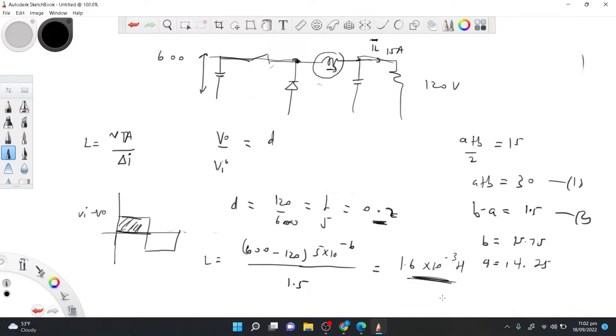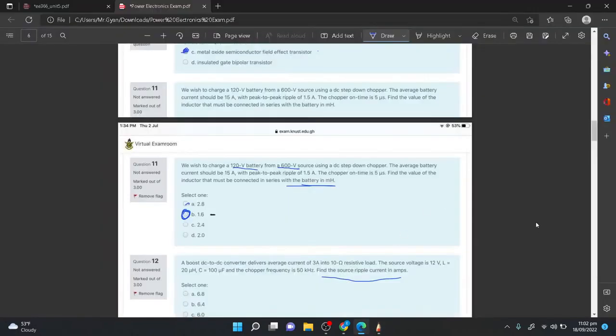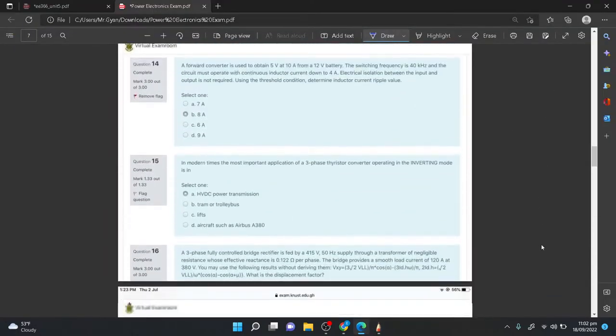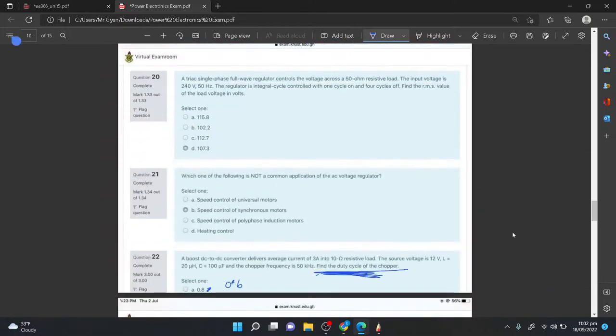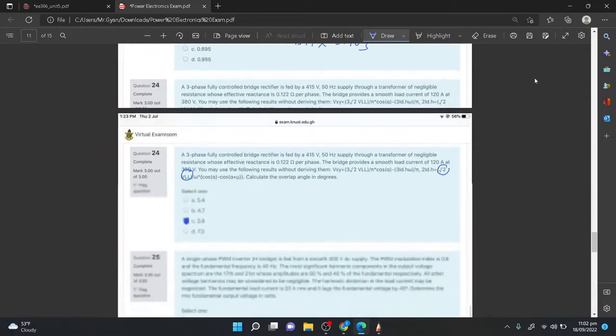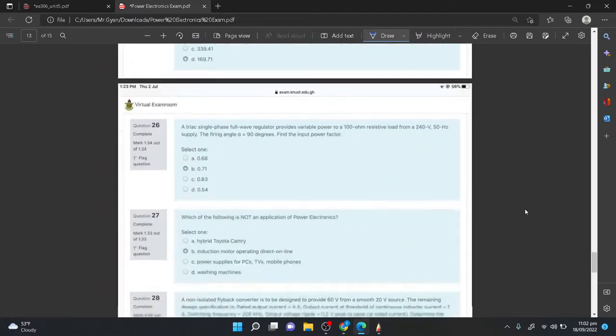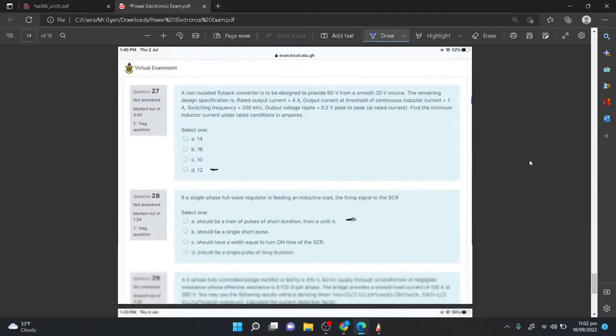1.6 millihenry. So let's see, if we wish to charge a battery. Please watch inside. Do you wish to charge a battery? Papa, please check if someone is asking the question.